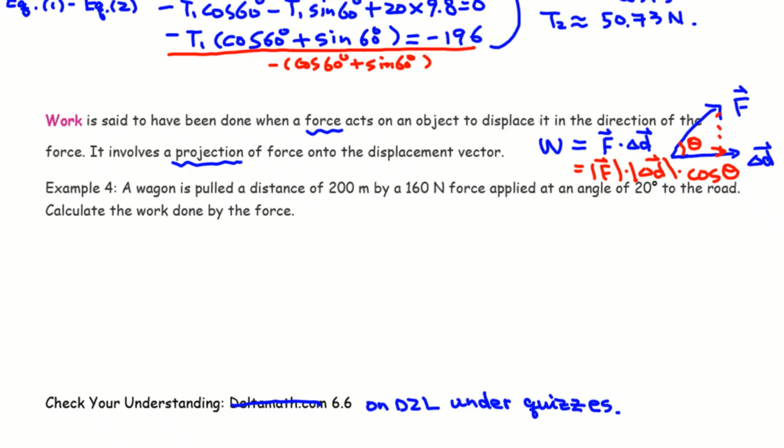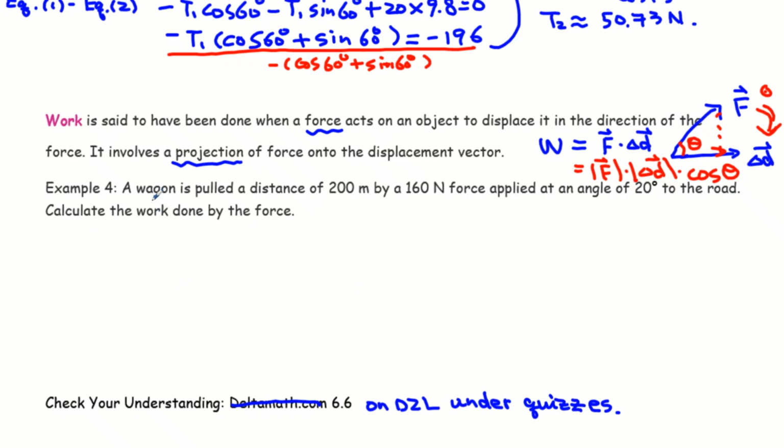So you just wrap your fingers from F to D, then your thumb will go inside. So if you wrap your fingers in this direction, your thumb will go inside. So that will be the direction for the cross product. But this one is a dot product, which is a scalar, so it's not a cross product.